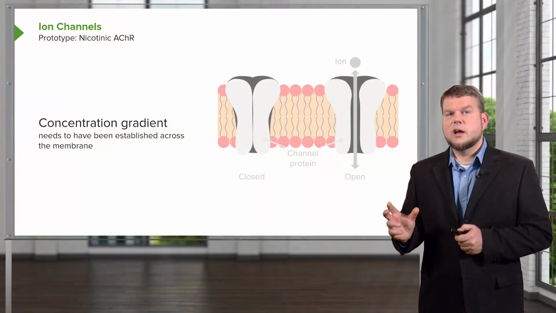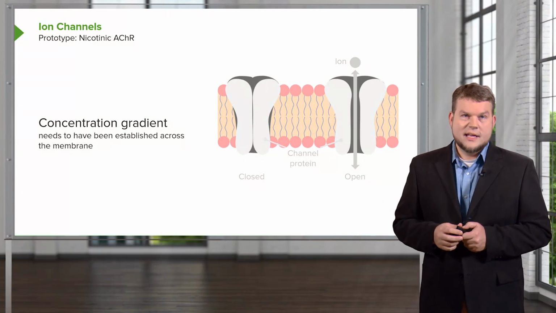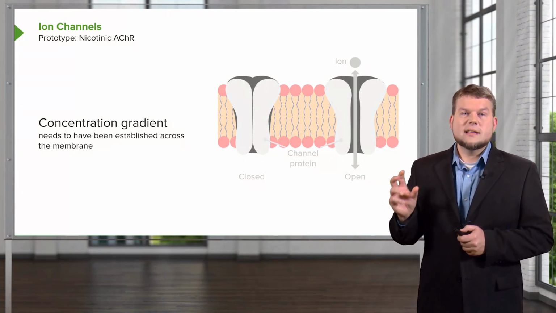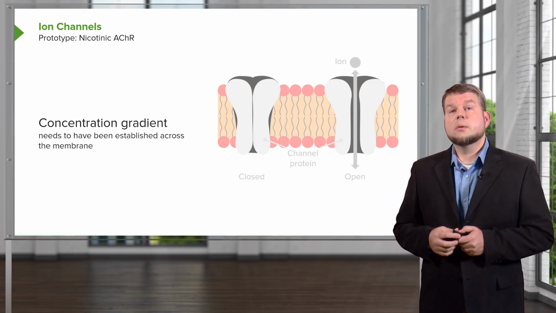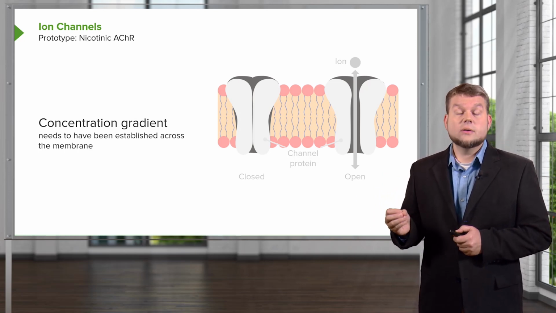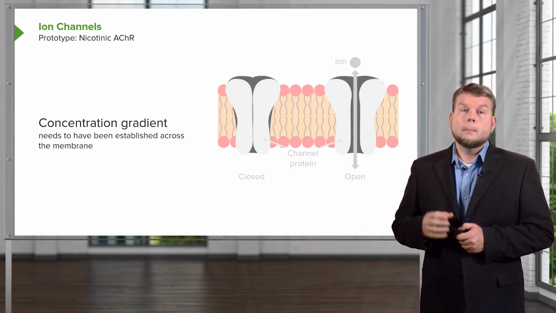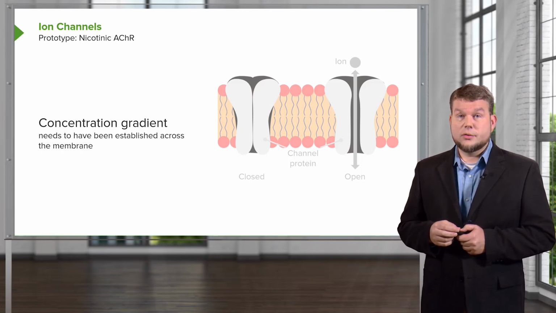Okay, let's move on to our next type of channel. These are ion channels. Ion channels are going to be pretty selective to only allow certain ions to transport across. The prototype that we're going to use is going to be the nicotinic acetylcholine receptor. But for ion channels to work, you need to make sure you have a concentration gradient.